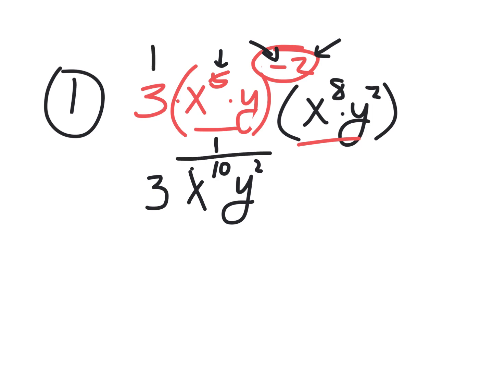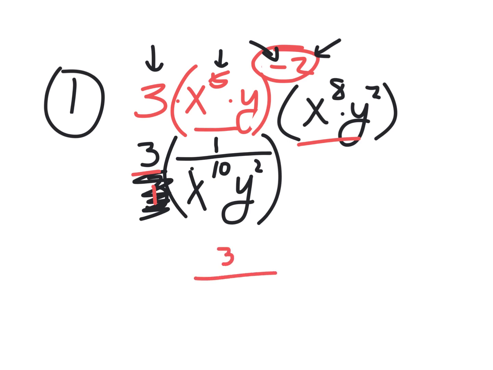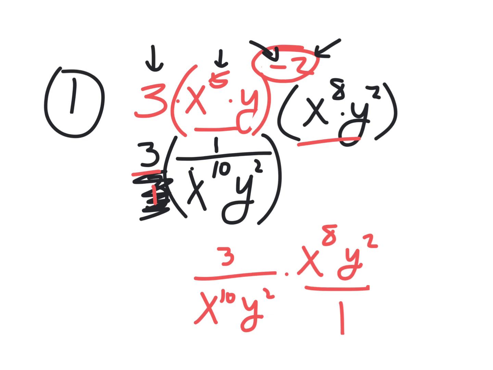Notice the 3 didn't get hit by that power, so that 3 is not on the bottom. That 3 is multiplied by all this, which really means it's going to go to the top, because 3 is like 3 over 1. So all of that simplifies down to 3 over x to the 10th y squared, times, notice these are on the top, which makes a difference, x to the eighth y squared. I'm putting it over 1 to make it clear what's on the top and what's on the bottom.